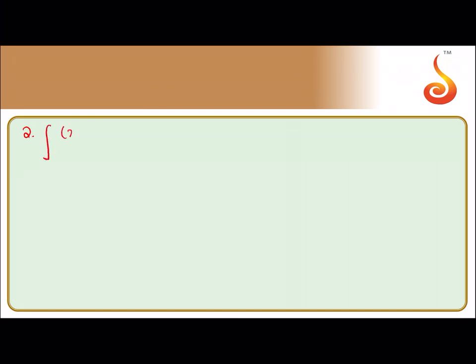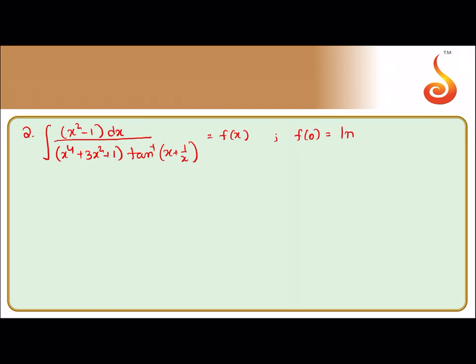Let us move to the second example. We will be discussing first algebraic integral: (x square minus 1) dx divided by (x to the power 4 plus 3x square plus 1) tan inverse (x plus 1 by x) is equal to f of x. f of 0 is given as log pi by 2. Then find tan of e to the power f of 4.